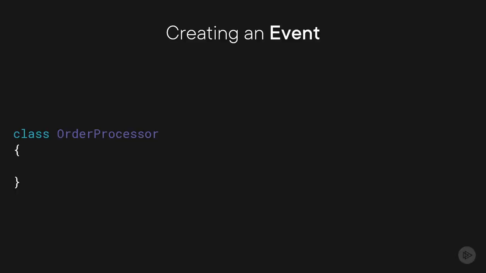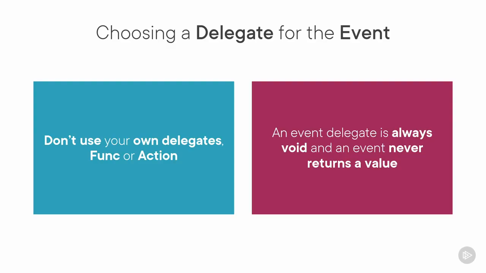Let's start by looking at how an event is created. The idea behind an event is that it follows a very basic pattern. It all starts with the event keyword. The event keyword is followed by a delegate. While you could technically use any delegate together with the event keyword, you should not. An event will never return a value. Therefore, the delegate that it is based on will always be void.